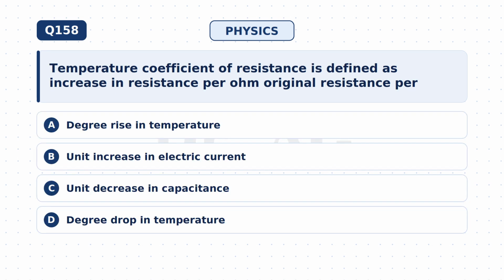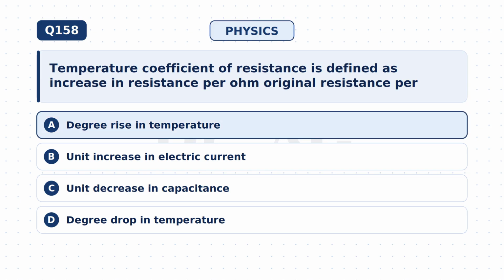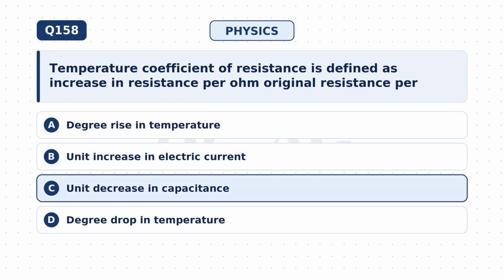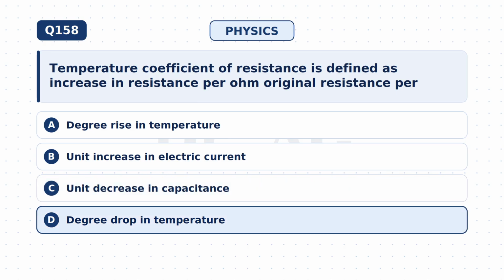Question 158. Temperature coefficient of resistance is defined as increase in resistance per ohm original resistance per. Option A, degree rise in temperature. Option B, unit increase in electric current. Option C, unit decrease in capacitance. Option D, degree drop in temperature.